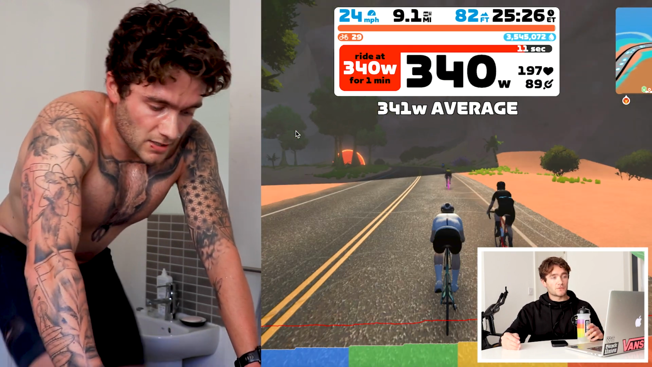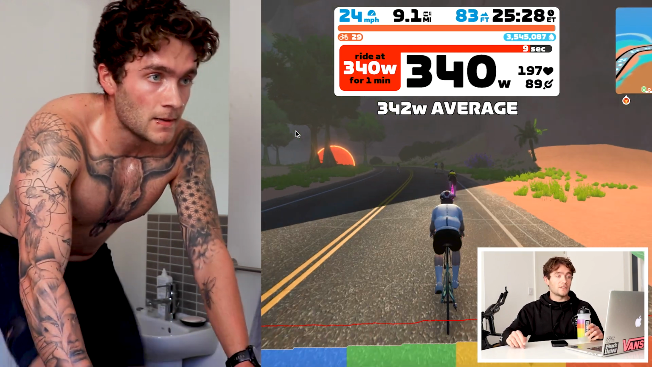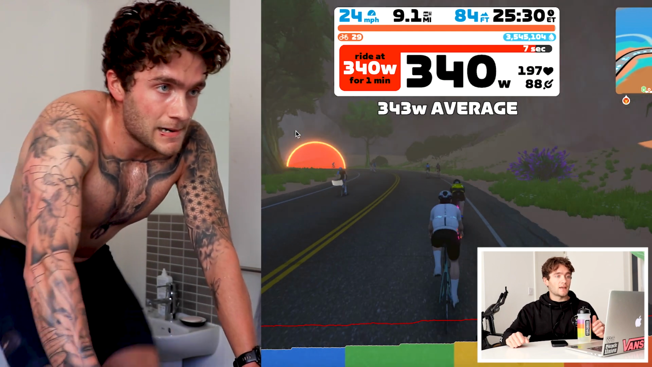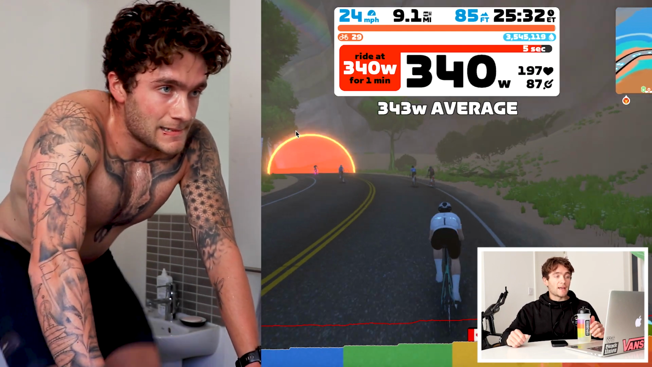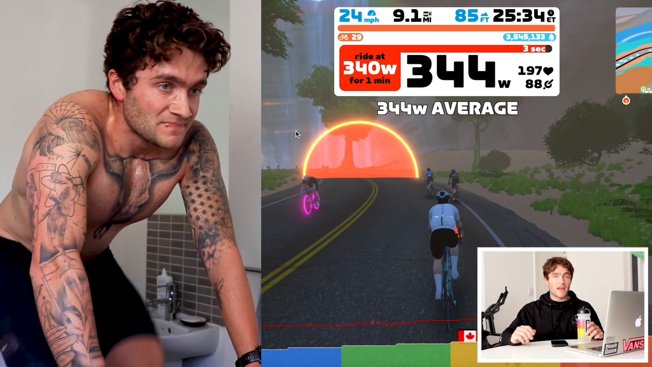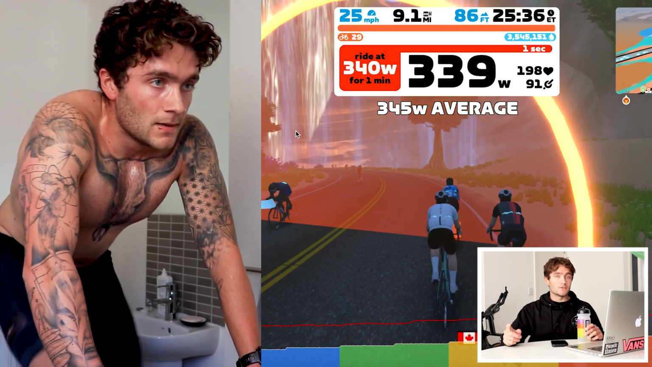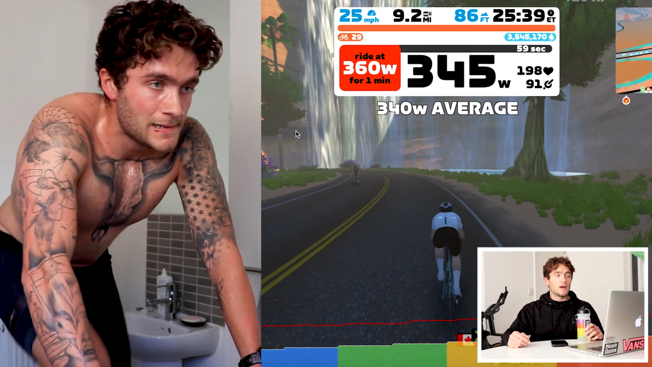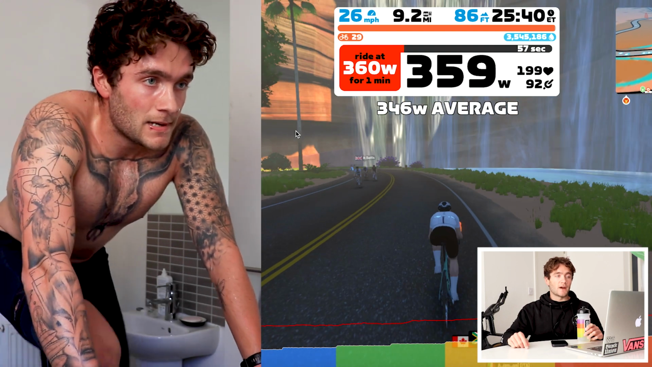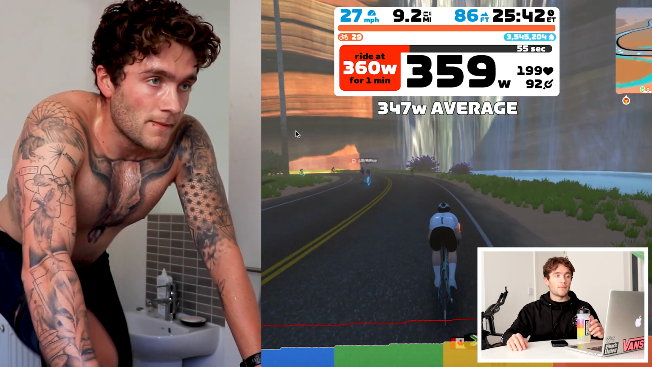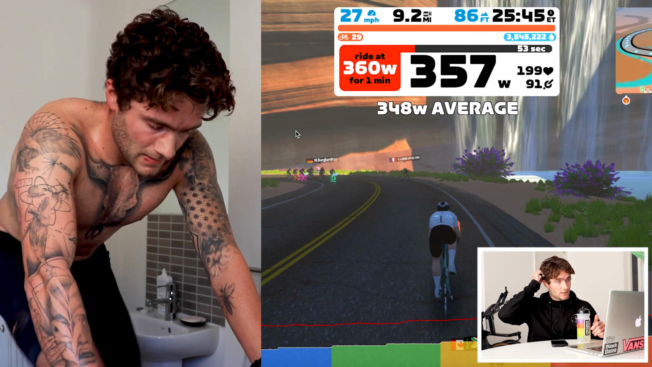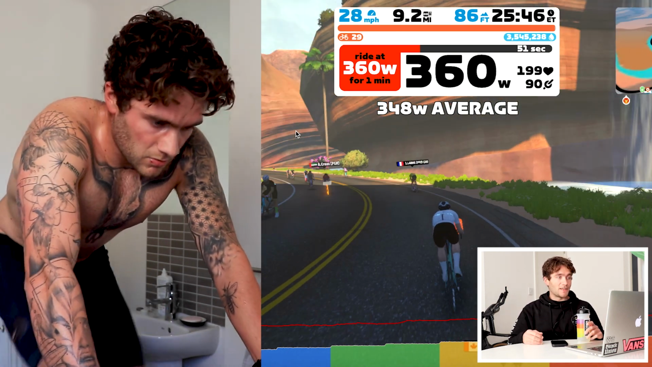So I'm at 340 watts, and my heart rate's 197 beats per minute, 198 now. That is high. My max heart rate that I've ever seen, which was on a run, was 216 beats per minute. That was only once as well, but I can quite comfortably get my heart rate over 200 beats per minute. So this is definitely starting to pinch here.